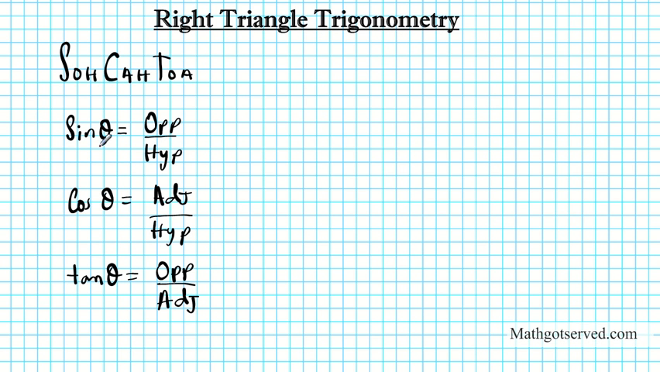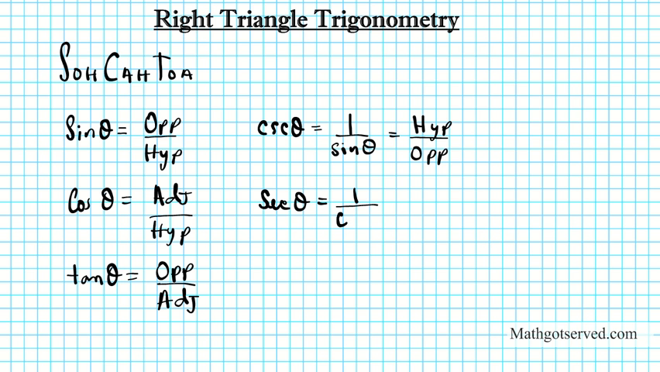If I reciprocate sine, I get cosecant. So what is cosecant theta? Cosecant theta is 1 over sine theta, which basically means I reciprocate this ratio to get hypotenuse over opposite. And if I reciprocate cosine, the reciprocal identity is secant. So secant theta is 1 over cosine theta, which is hypotenuse over adjacent.